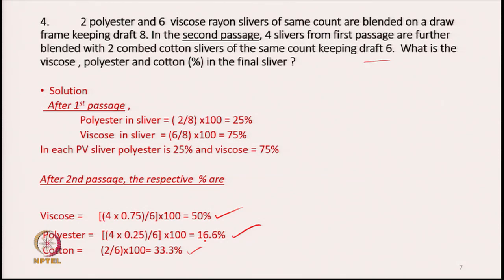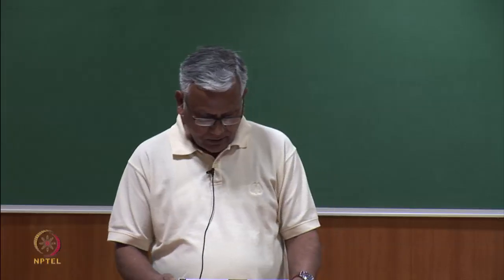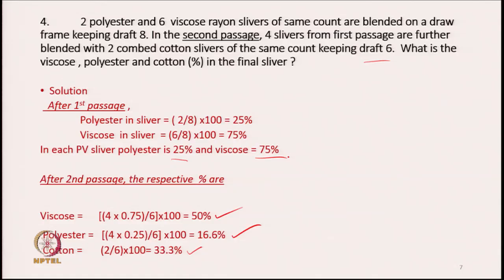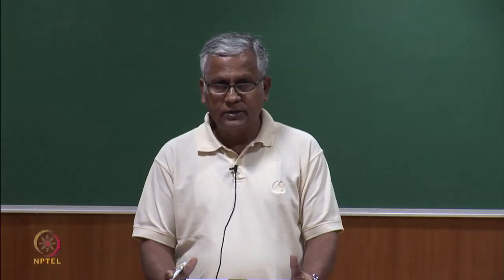So, after first passage the polyester percentage was 25%, but after second passage the polyester percentage has gone down to 16.6%. Viscose percentage after first passage was 75%, but after second passage it has gone down to 50%. So, that is now the final proportion of the fibers in the slivers, 50% viscose, 16.6% polyester and 33.3% cotton. This is how we can calculate.